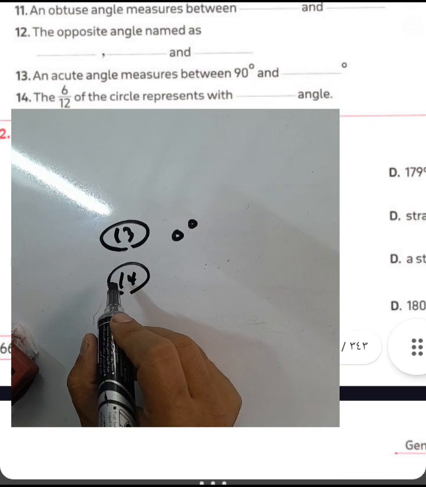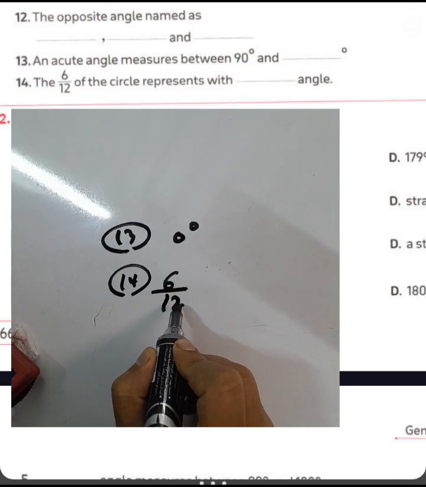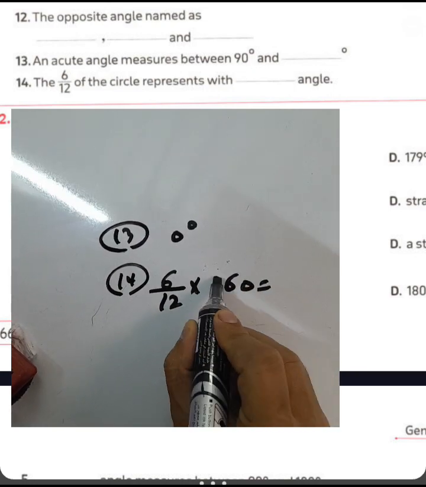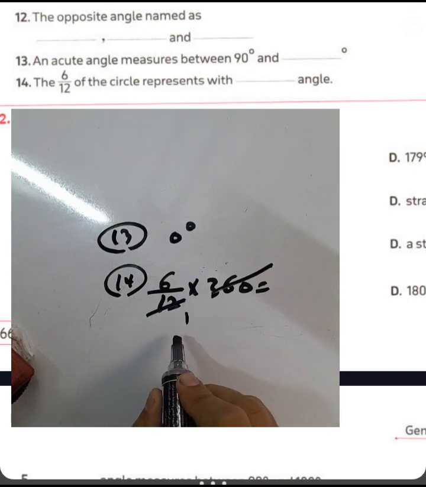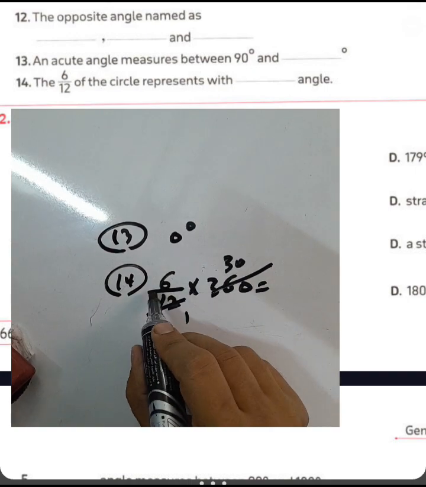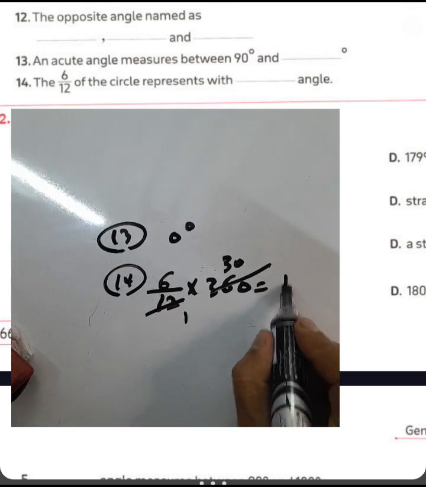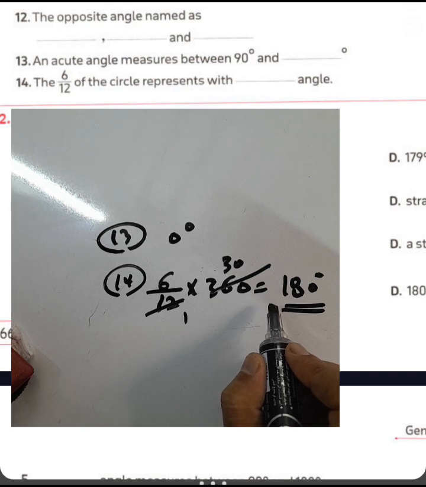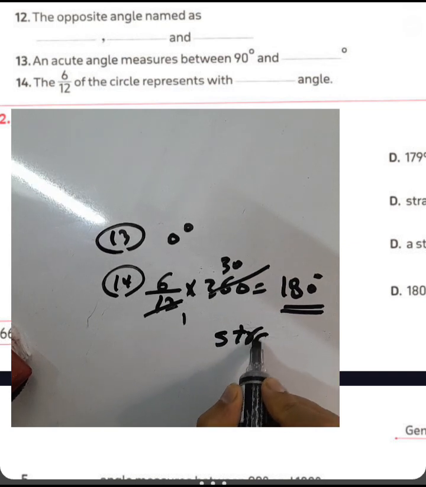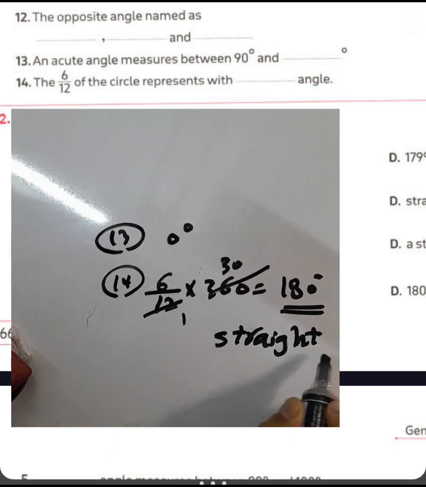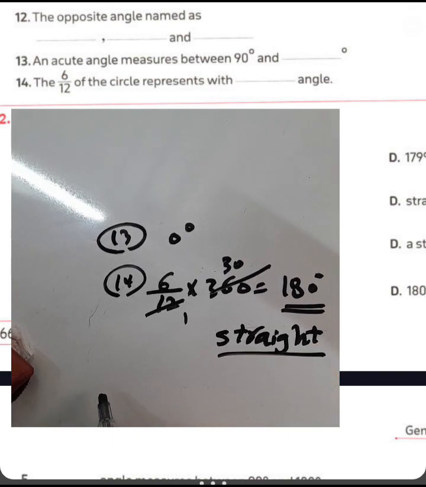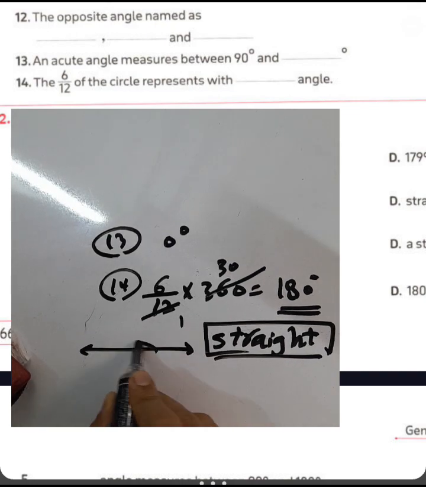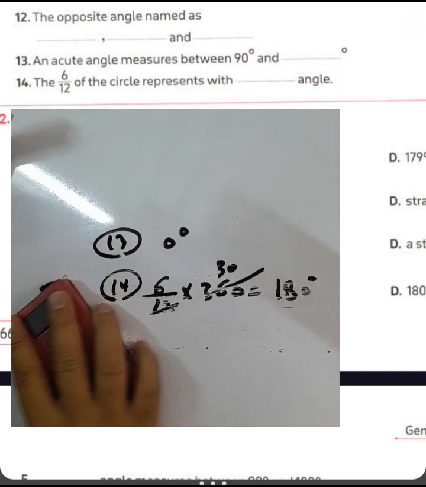Question 14. 6 over 12 of a circle represents what? 6 over 12 multiplied by 360. 360 divided by 12 is 30, and 30 times 6 is 180 degrees. 180 degrees, we call it a straight angle. You must write this word in the space, straight angle, because the measure is 180 degrees.